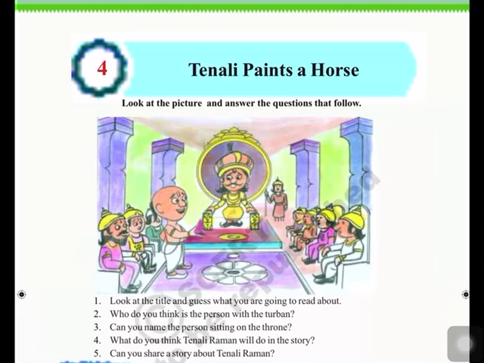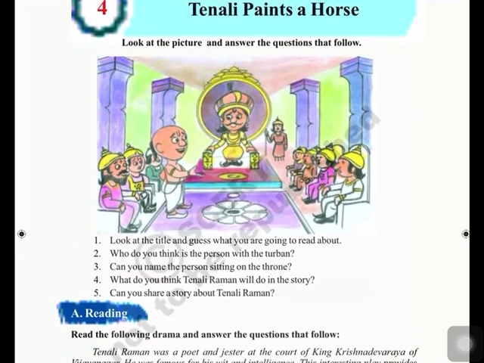Firstly, observe the picture for a while. What can you observe in this picture? What can you understand by going through this picture? Already they have given 5 questions related to the picture. Look at the title and guess what you are going to read about. What do you think is the person with the turban?